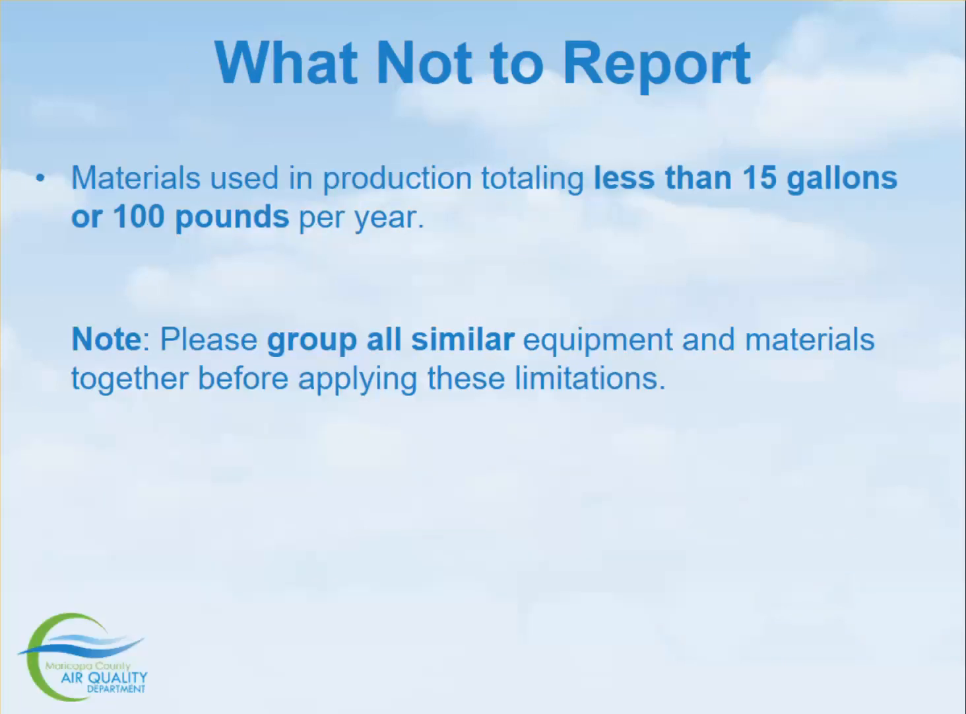Additional emissions that should not be reported are materials with usage of less than 15 gallons or 100 pounds per year. Note that all similar equipment and materials must be grouped together before applying these limitations.